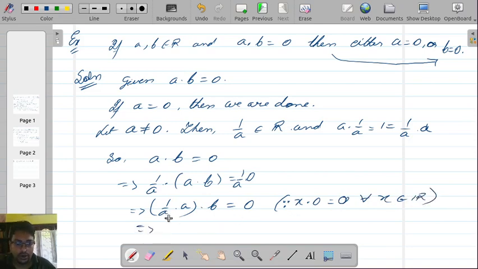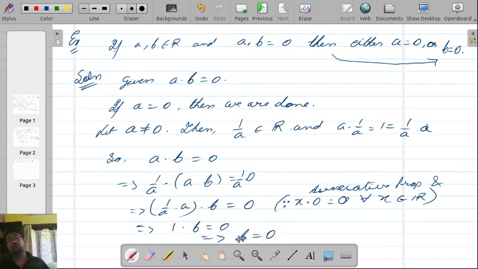So here we are using two properties: the associative property and this property. 1 by a into a is 1, so 1 dot b equal to 0. But what is 1 dot b? By our field axioms, 1 dot b is always b. So b is equal to 0. Ultimately we have shown that either a is 0, or if a is non-zero, then b has to be 0. So this is another property.